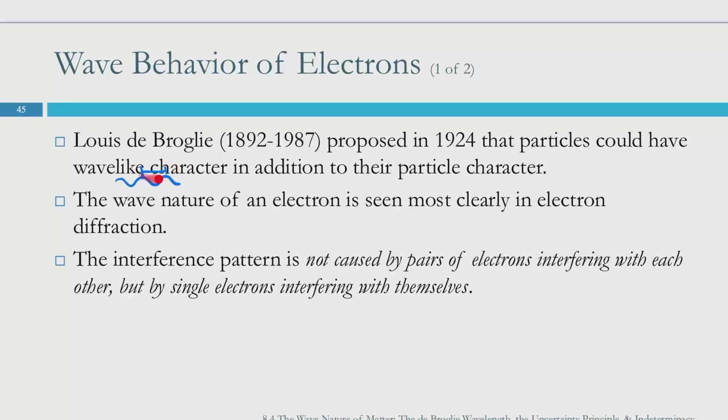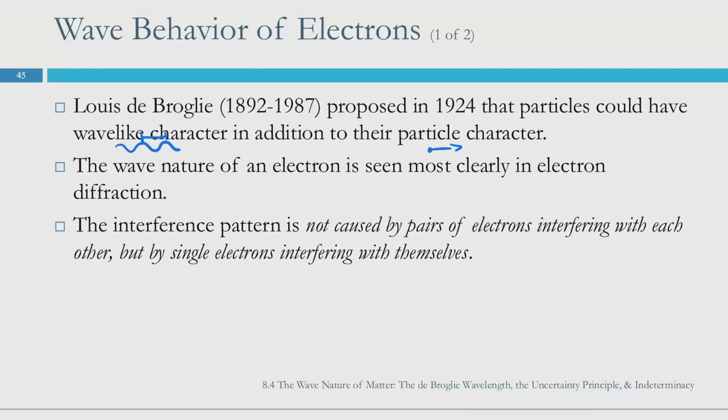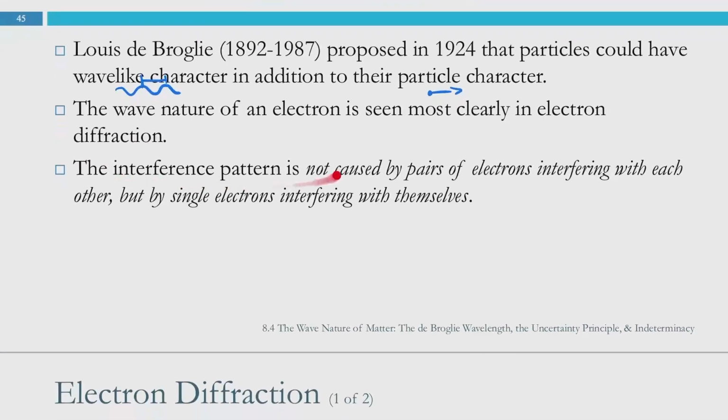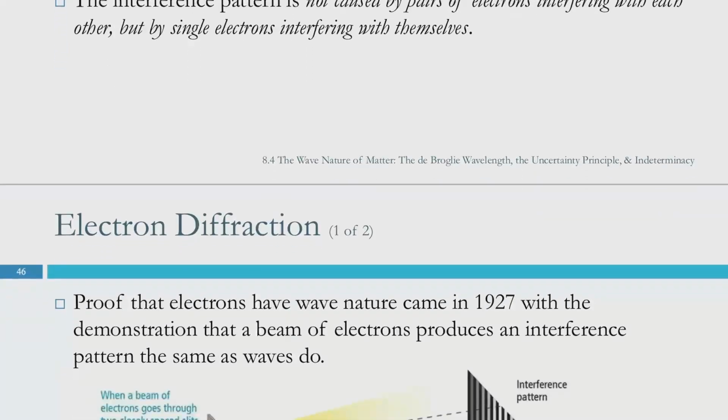They've got a frequency that's related to the wavelength, in addition to their particle character, where they just travel in straight lines. And the wave nature is most clearly seen in electron diffraction, which we're going to see on the next slide. They produce an interference pattern, which confusingly is not caused by pairs of electrons interfering with each other. It's single electrons interfering with themselves. So the electron is interfering with itself, which is really fun and not confusing at all.